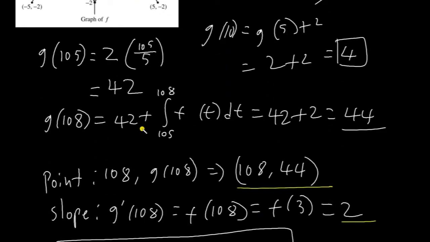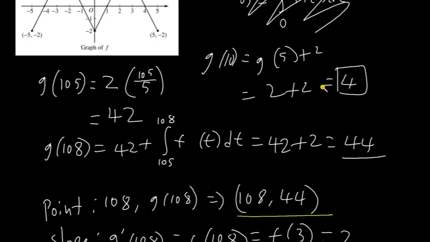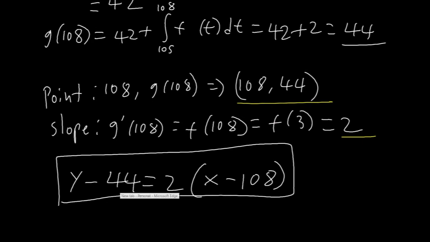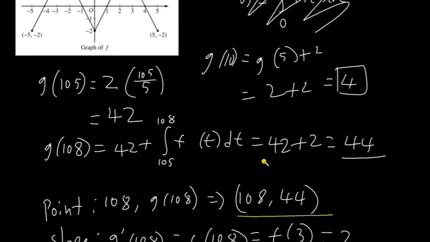Okay, so for points, this one is 4 points: 1 point for correctly finding g of 108, 1 point for finding g prime of 108, which is the slope, and the 4th point for writing the correct equation. That was the end of question 3.